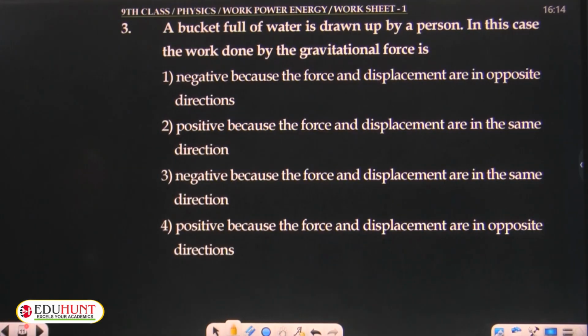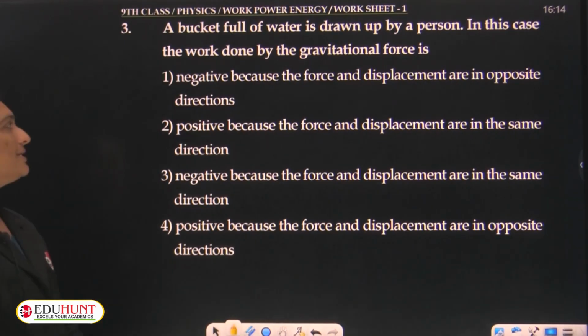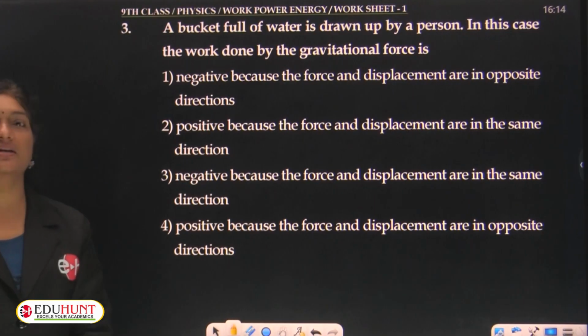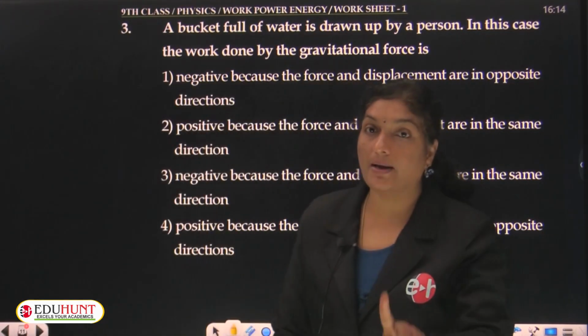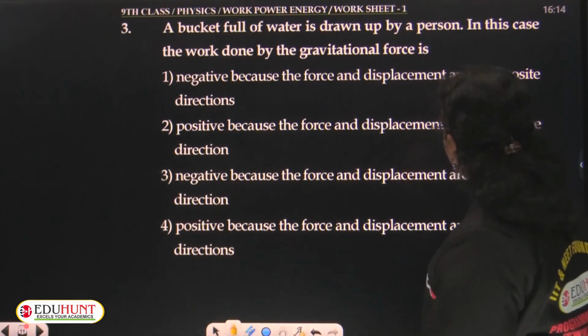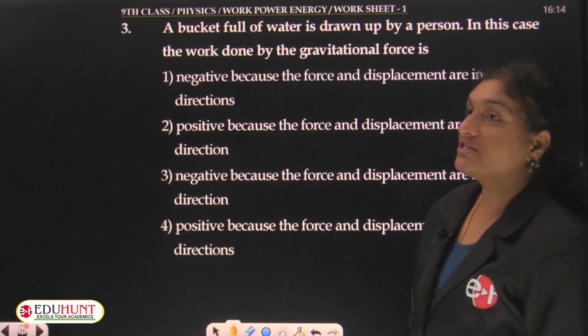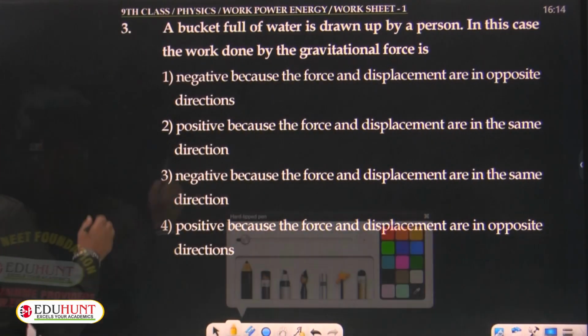Moving to the next question, the third one. A bucket full of water is drawn up by a person. In this case, the work done by the gravitational force is what? What is the direction of the bucket? The bucket is drawn upwards, moving upwards. And what is the direction of the gravitational force? Always downwards.